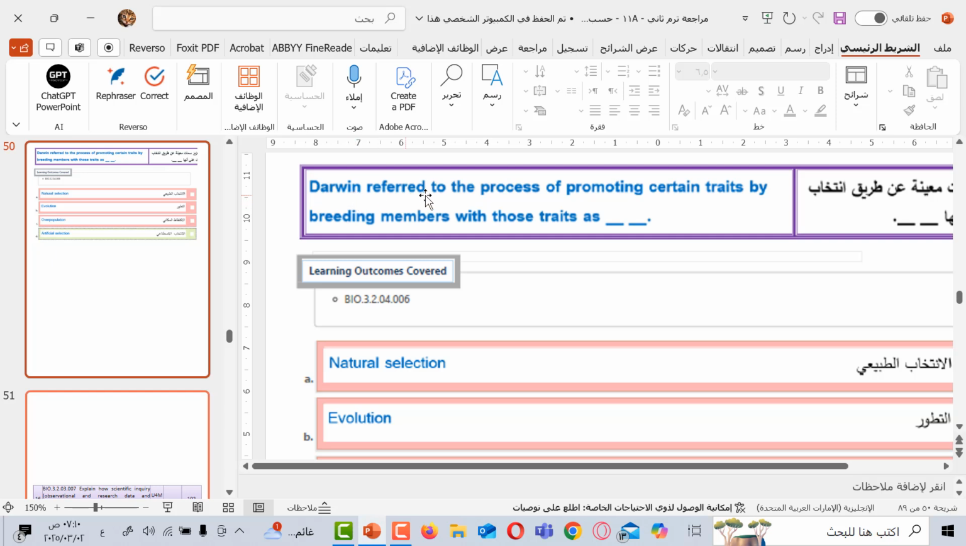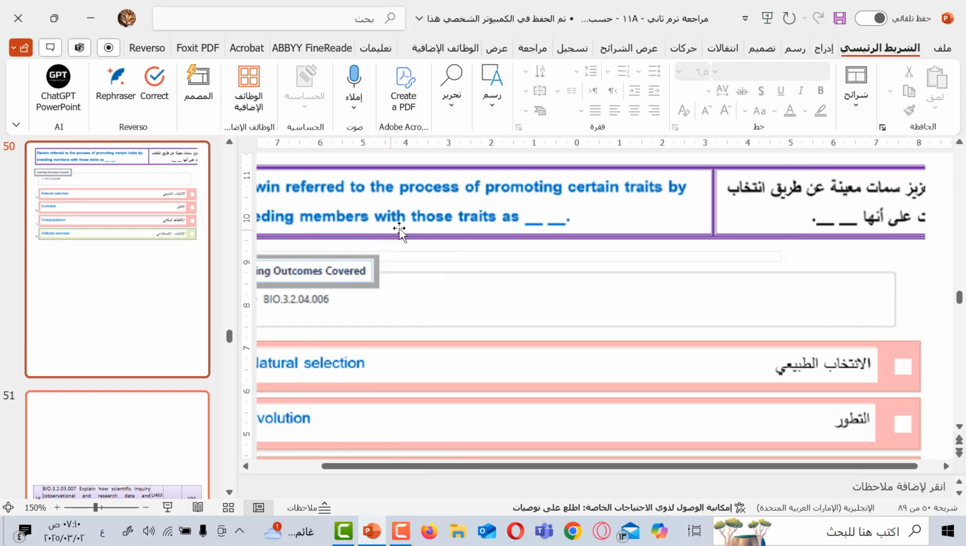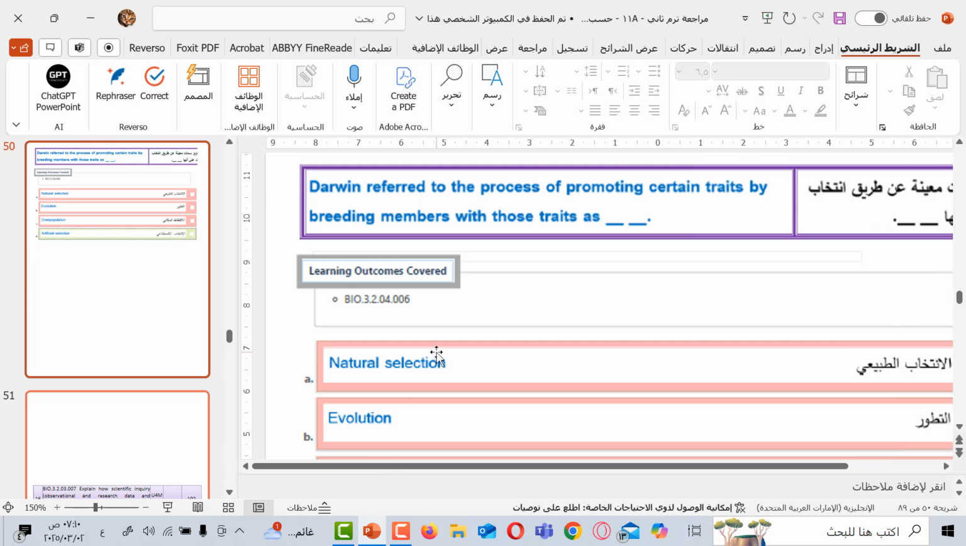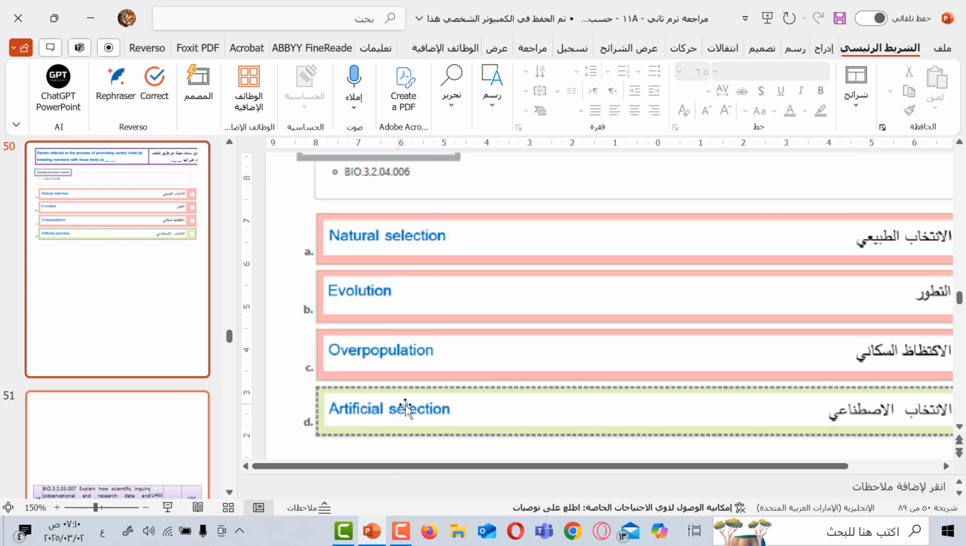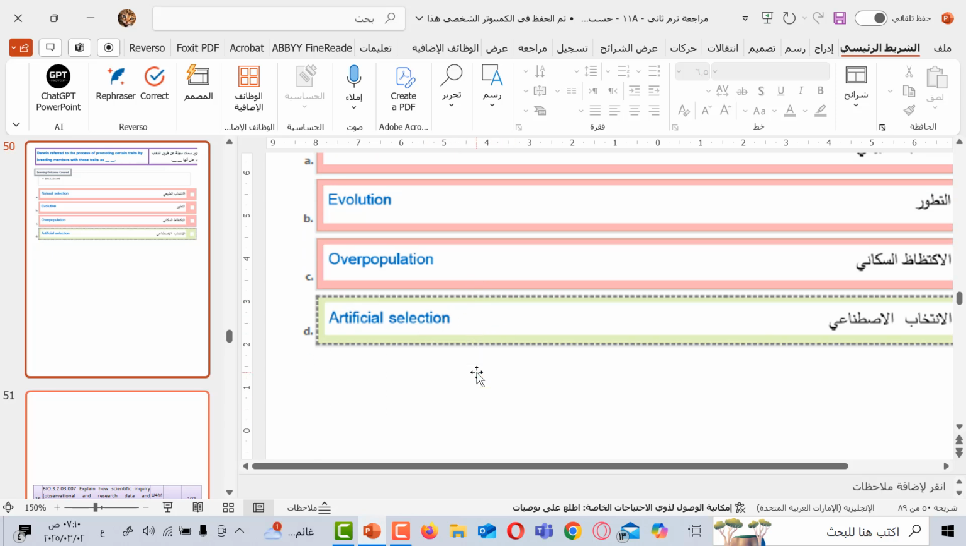Darwin referred to the process of promoting certain traits by breeding members with those traits as artificial selection. Artificial selection, this is the true one. Okay, next.